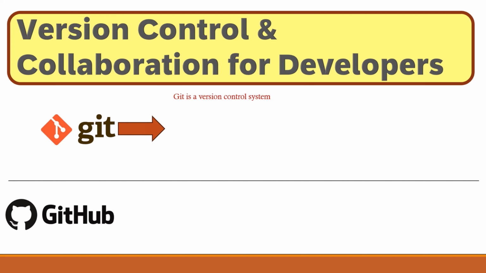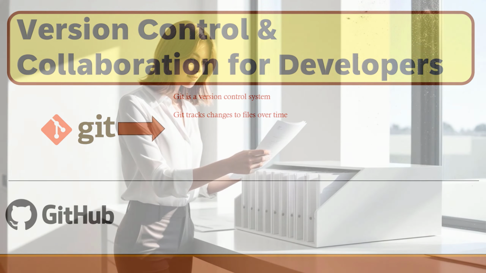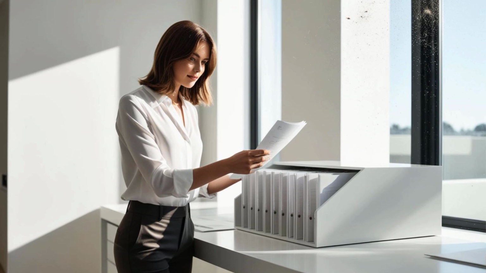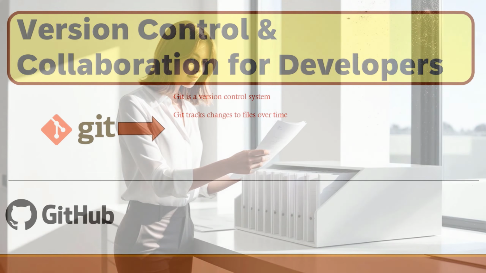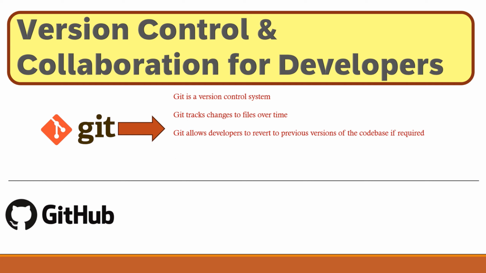At a high level, Git is a version control system. Git tracks changes to files over time. So Git tracks the changes you make to the files. So you have a record of what has been done, and you can revert back to specific versions should you ever have to. Git allows developers to revert to previous versions of the codebase when required. And Git has other features as well. For example, branching and merging. We will have a look at this shortly.